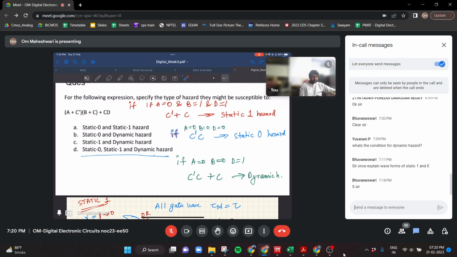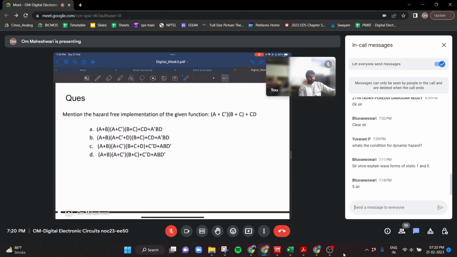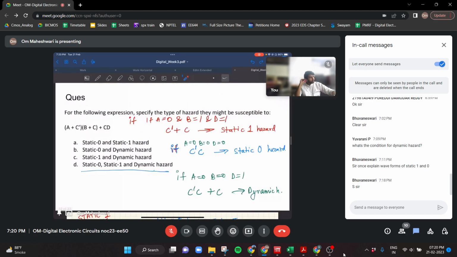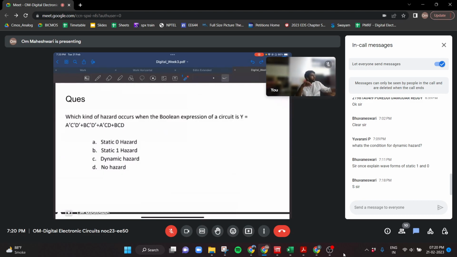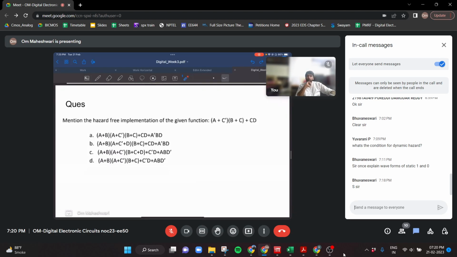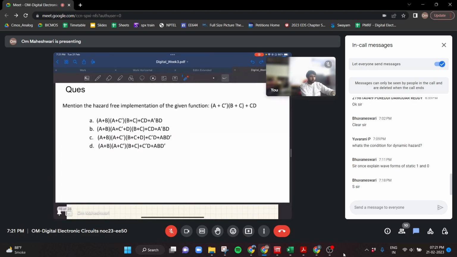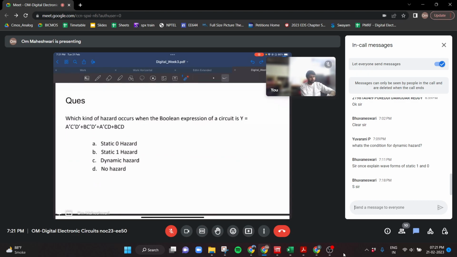Okay, so let us look at the next questions. I'll solve two more important questions today. What kind of hazard occurs? Find the hazard-free implementation of the given functions. So how do we fix these hazards? To fix these hazards, what we do is, okay, let me tell you. A plus C bar. Okay, let us leave this question for now. First, let us solve this question.